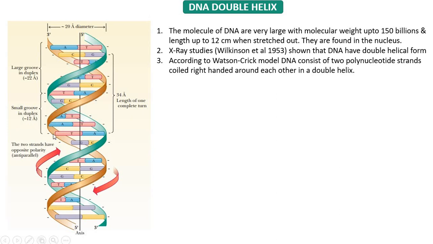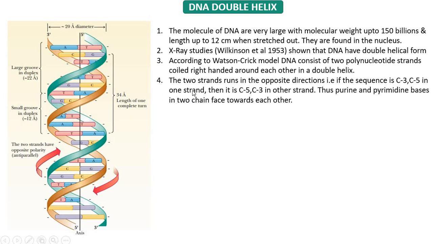So you can imagine these strands. This is one strand, and this is another strand. So two strands are there. Both are complementary to each other. Both are opposite to each other, and the two strands run in the opposite direction. That is, if the sequence is C3 to C5 in one strand, then it will be C5 to C3 in the other strand. So here this is a 3 dash end and this is a 5 dash end, whereas this is a 5 dash end and this is a 3 dash end, like this.